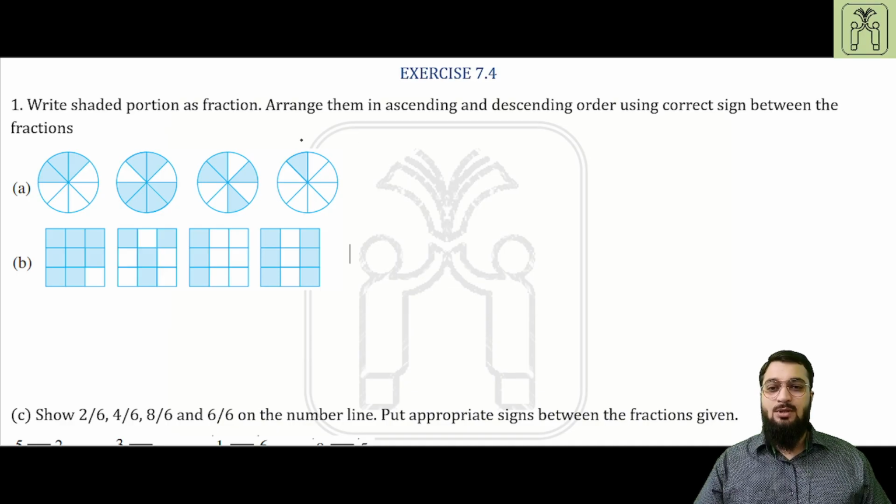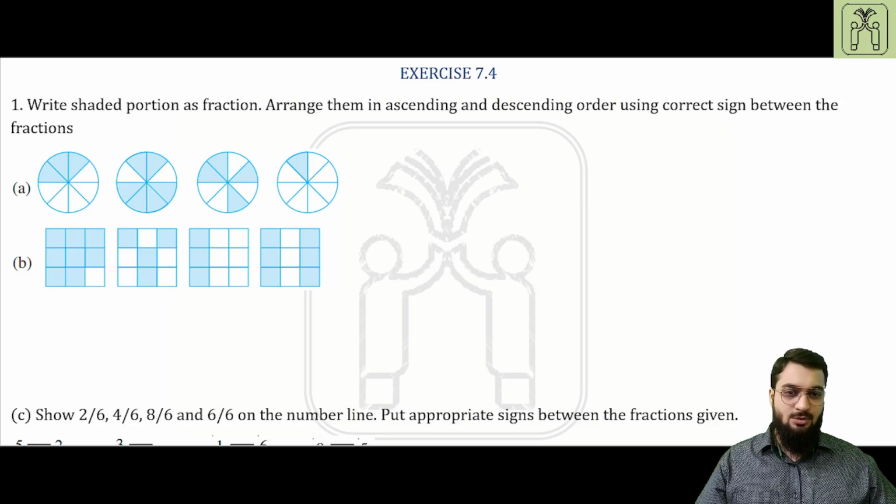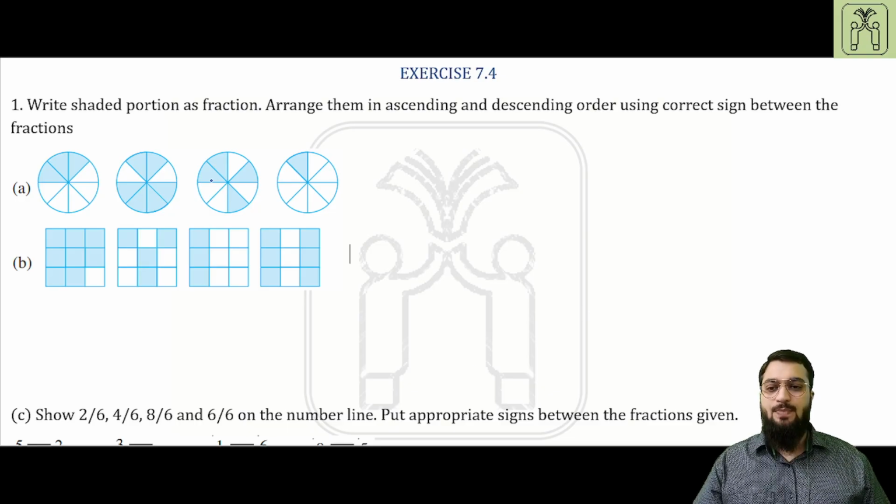So question number one, we'll start with question number one of exercise 7.4. Write shaded portion as fraction. Arrange them in ascending and descending order using the correct sign between them. So let me just check if everything is okay, because sometimes the laptop hangs. So yeah, everything is okay.